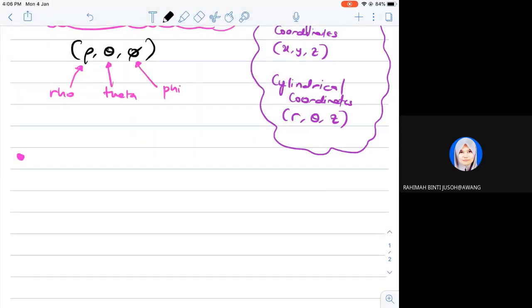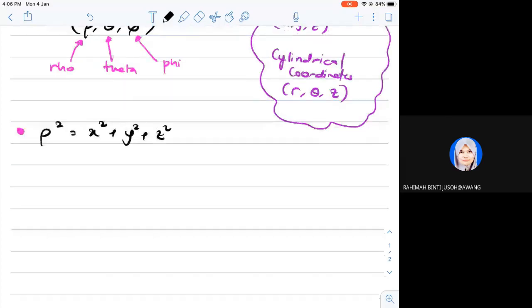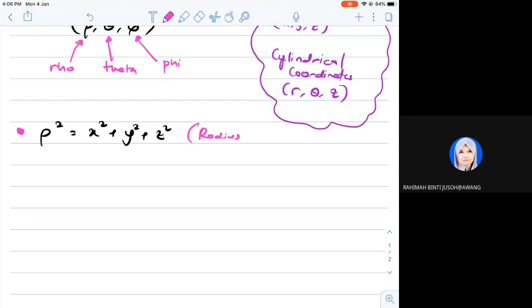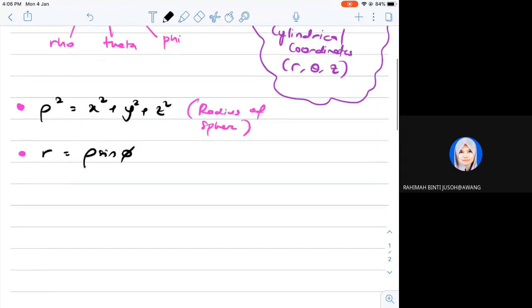rho, okay, so rho squared equals to x squared plus y squared plus z squared. So basically, rho is actually the radius of sphere. Okay. And then number two, we have rho, tadi rho, now r. Okay, r in spherical, right? R in spherical is rho sine phi. Okay, rho sine phi. Right?